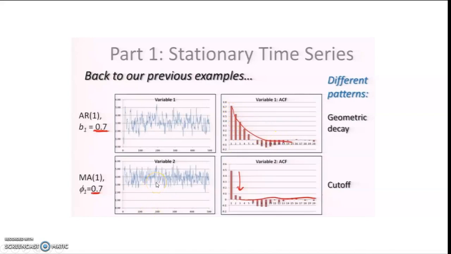Regarding the variable 2, which is MA1, and the coefficient of the moving average at lag 1 is also equal to 0.7, but in this case there is an abrupt cutoff or drop in the autocorrelation from 0.5 to 0.08 and so on. So there is a cutoff.